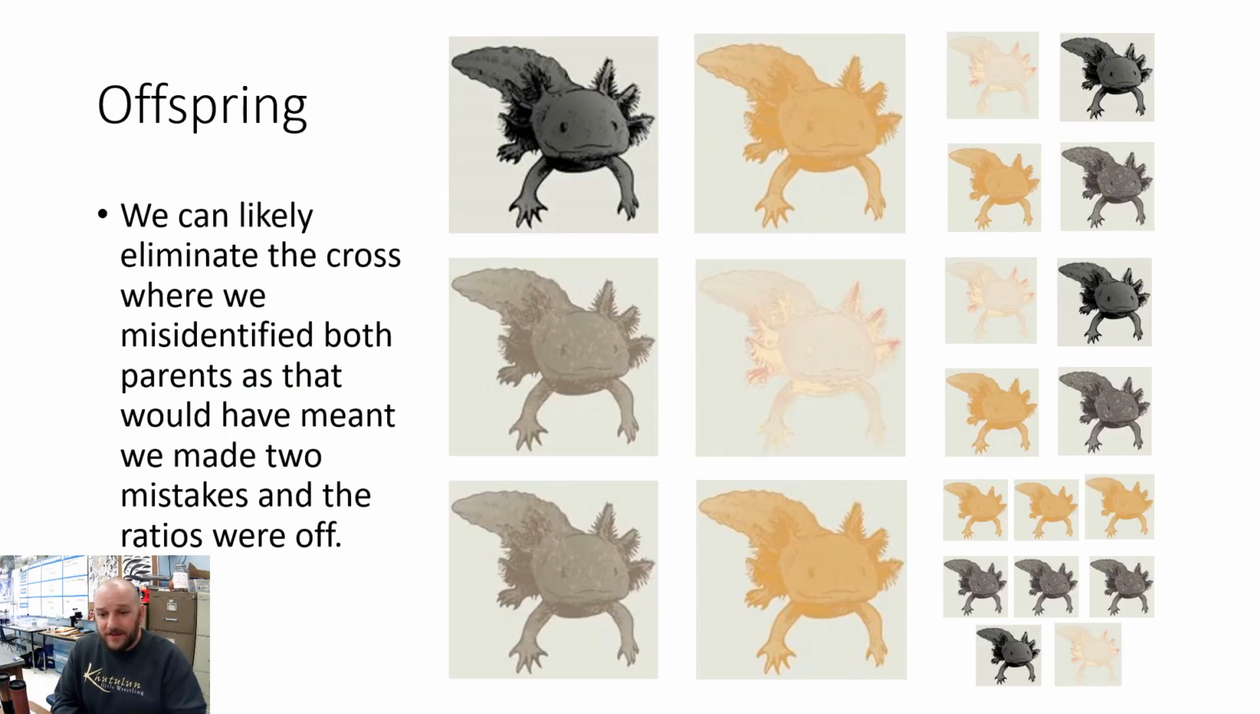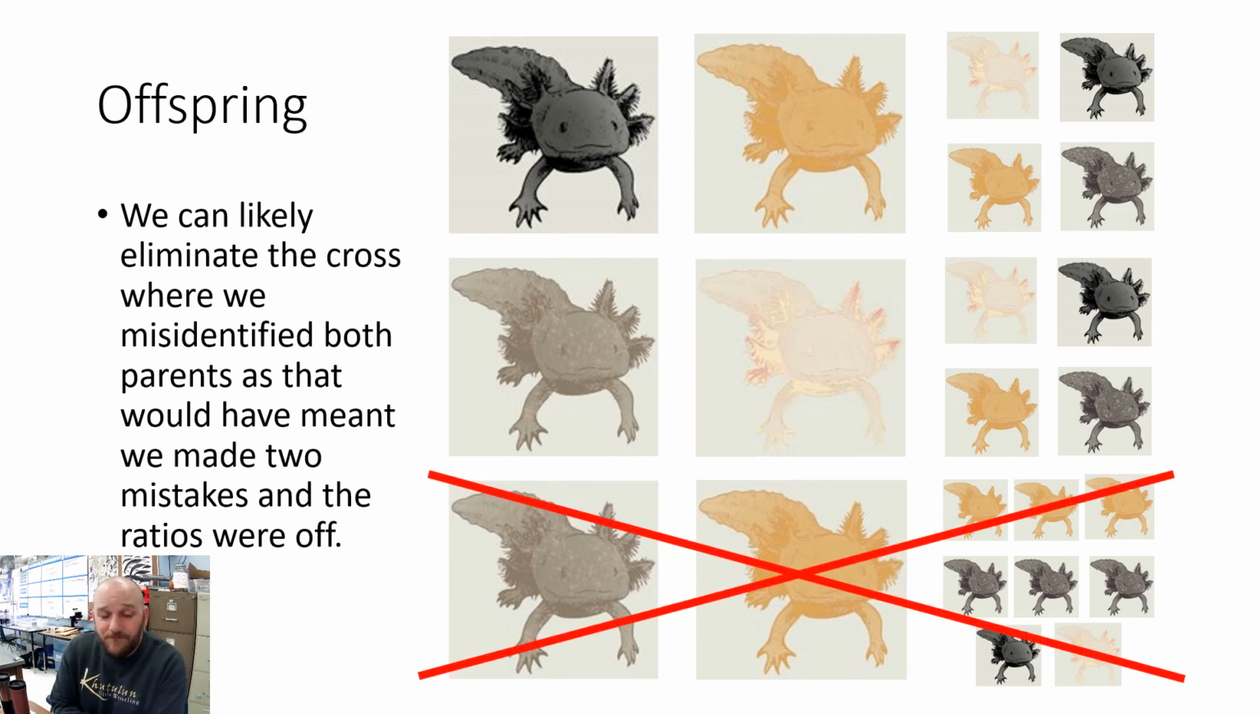And it's unlikely to me for 2 reasons. One, we would have had to misidentify both parents. And that means we screwed up twice. As much of a mess as I am, I probably only screwed up once. And not only that, the ratios of the offspring would have to just be off too. So I'm fairly confident we didn't mess up twice and see ratios that we were not predicting.